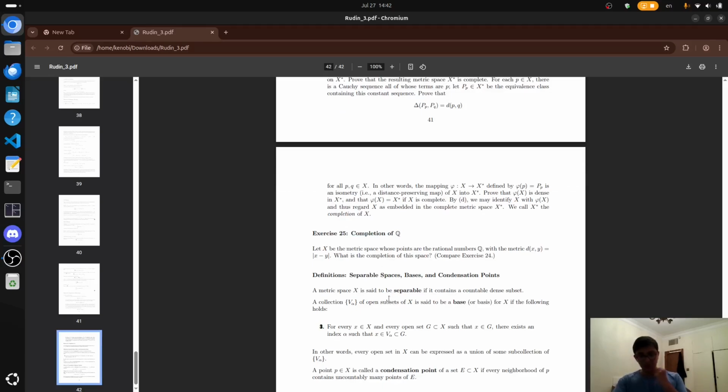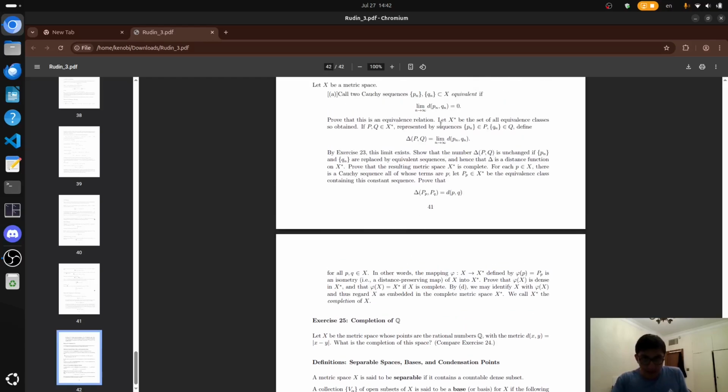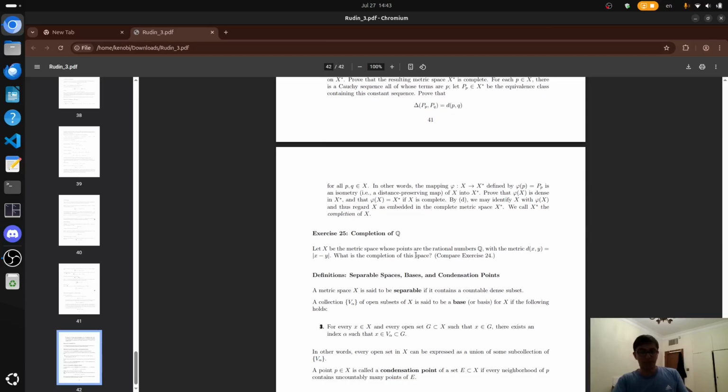Why? Because the set of all X star is the set of all equivalence classes so obtained. Each Cauchy sequence of Q converges to some point in R, and you can take all these different sequences that converge to that point in R to be the same thing as the equivalence class. And you can take all those different points of the equivalence class to represent some point in R. So you can define some isomorphism between the equivalence classes and R. So the completion of Q is R.